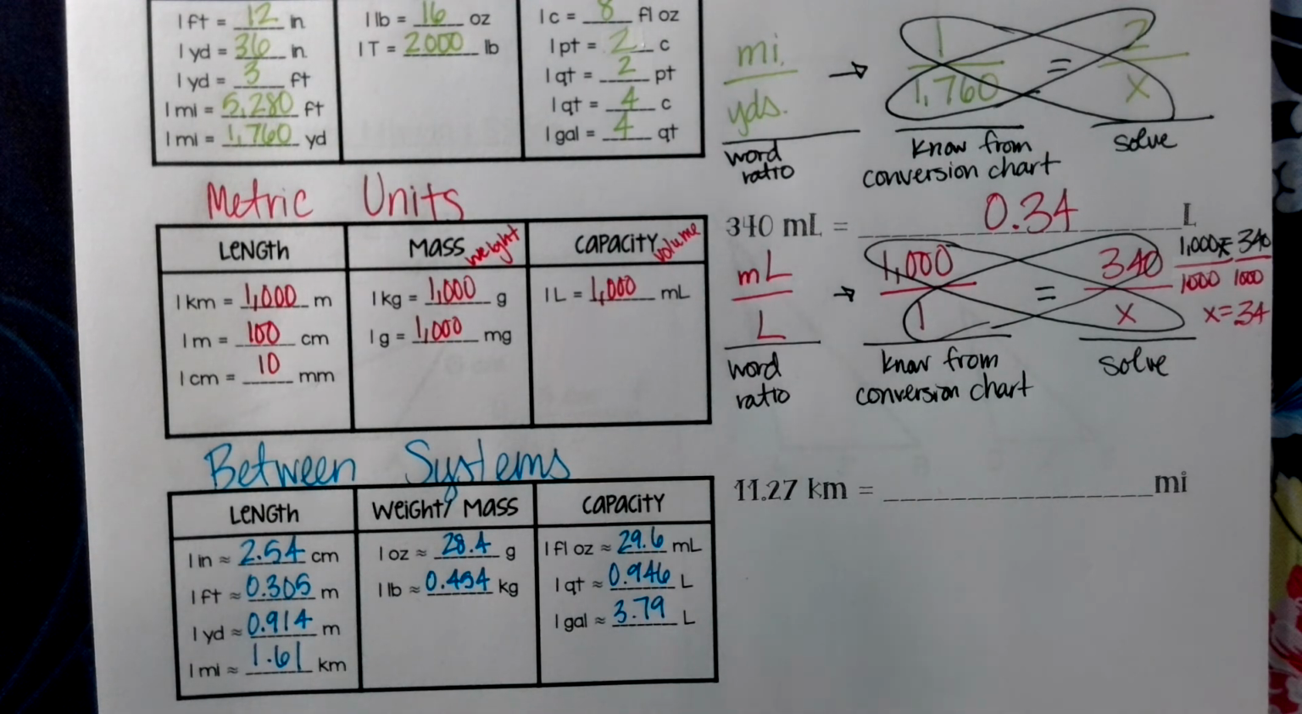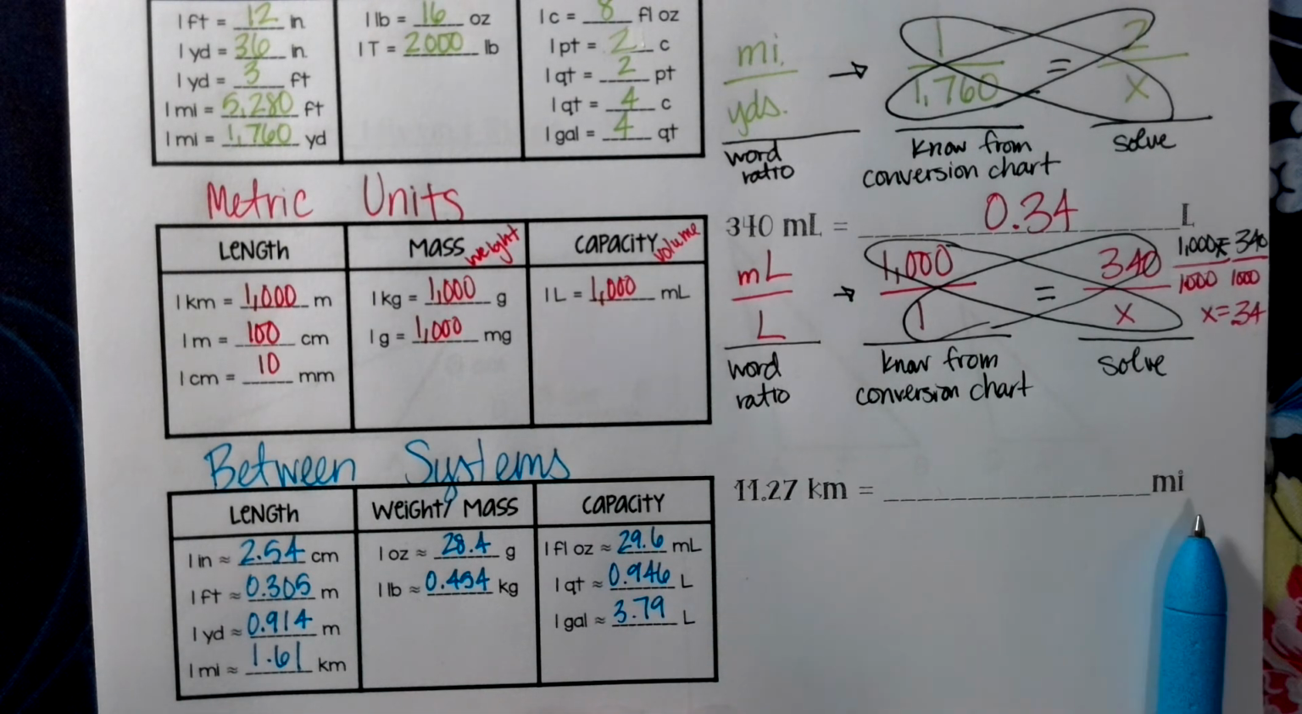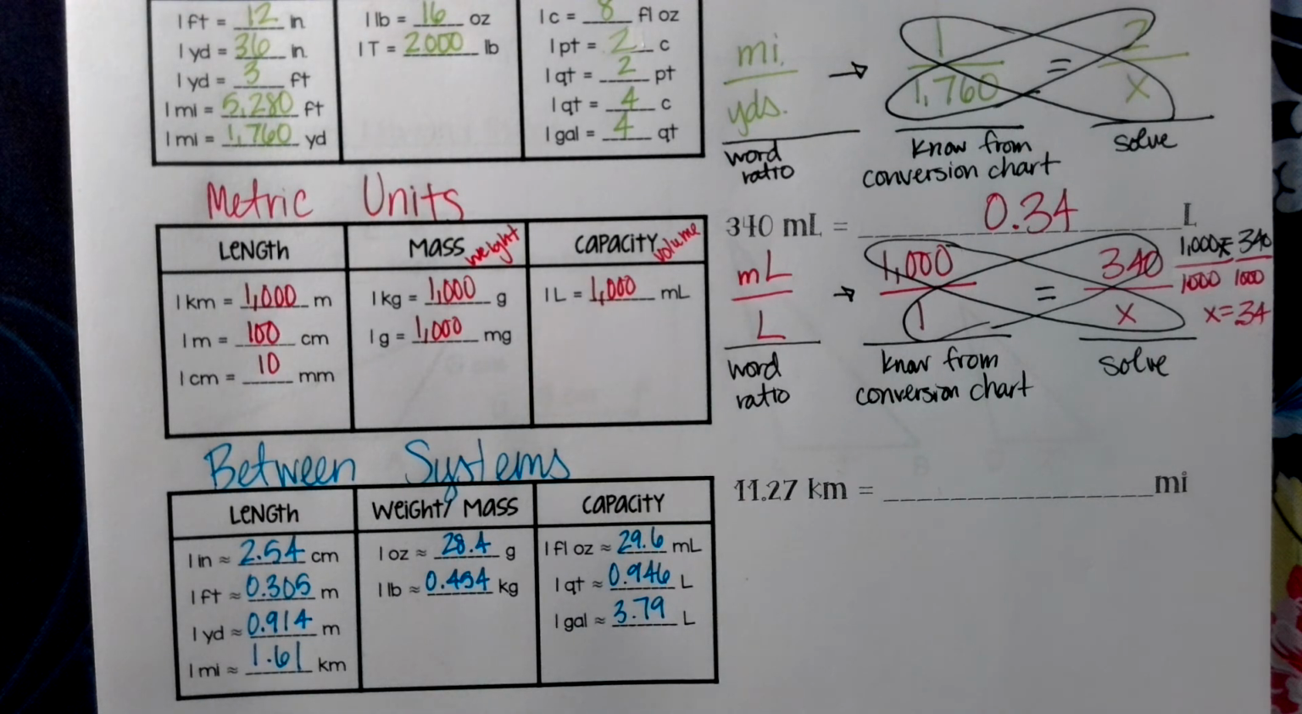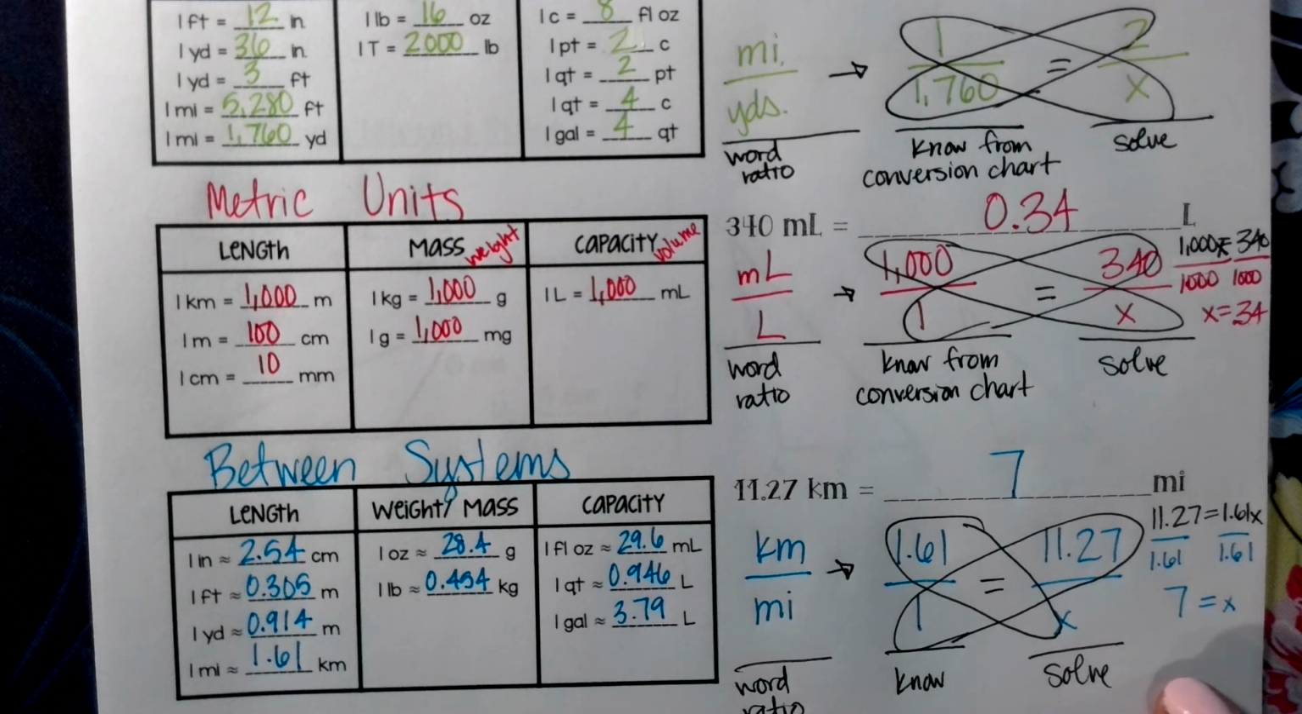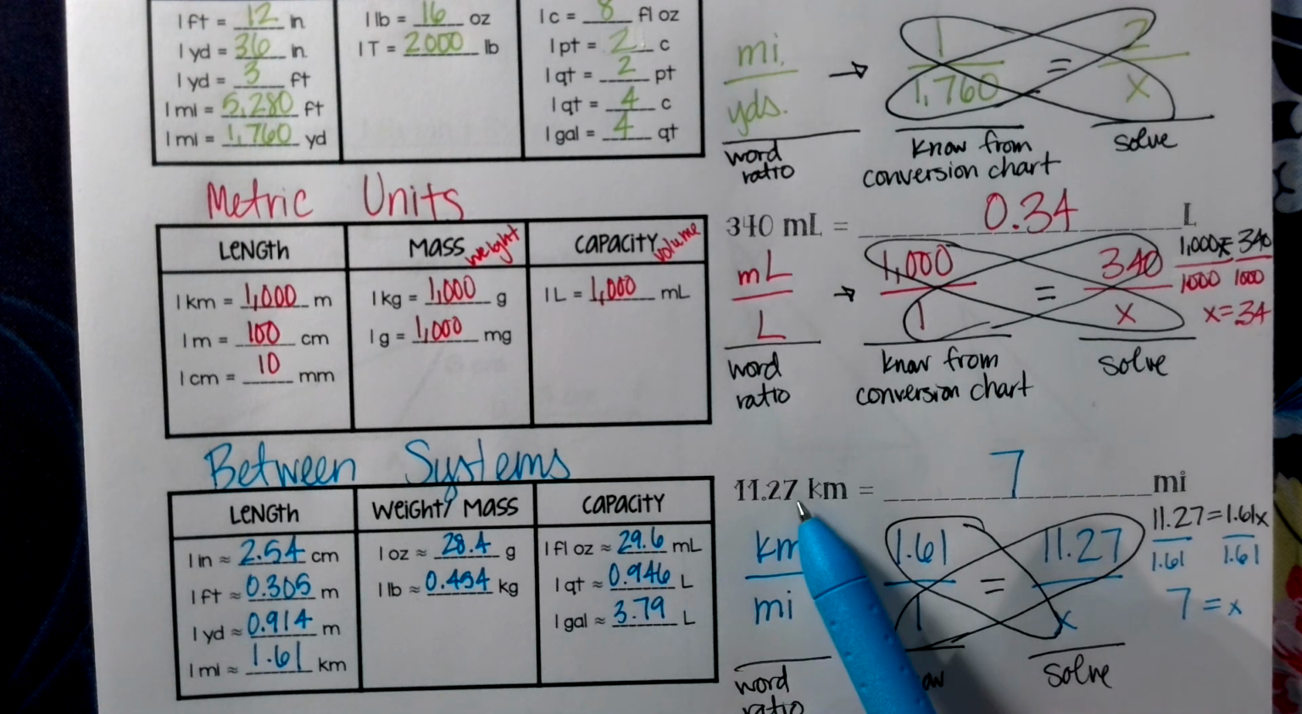Now I want you to try this whole thing on your own. Remember what you need to have for each of those fractions, set it up, solve it, and then once you've got your answer, play the video and check back with me to make sure you're on the right track. When you get this all solved out, you should see that 11.27 kilometers is equal to 7 miles.